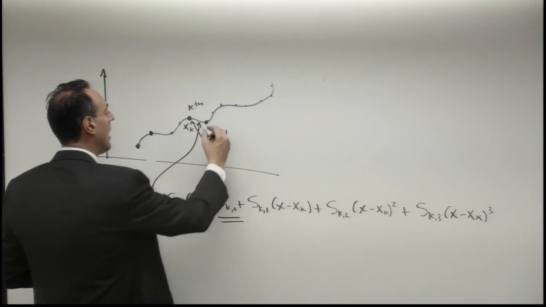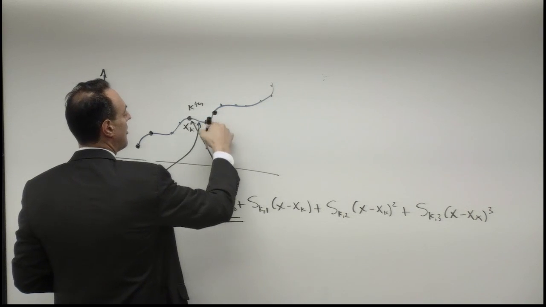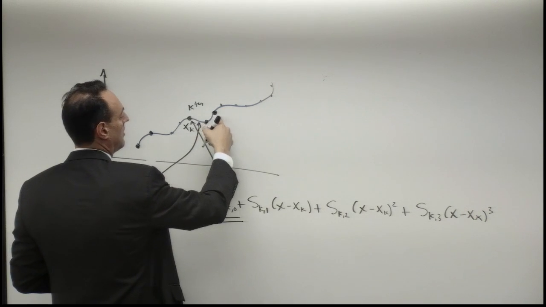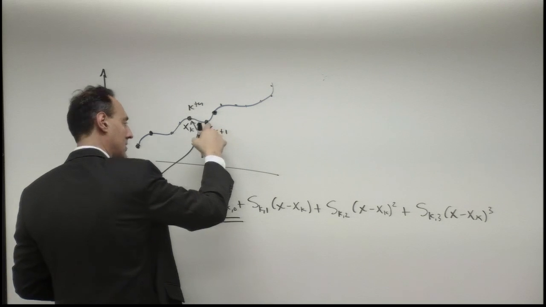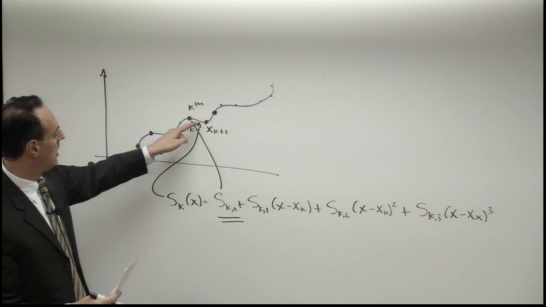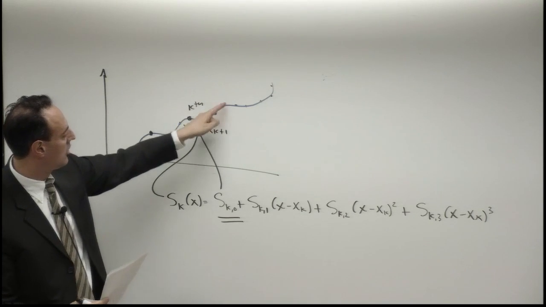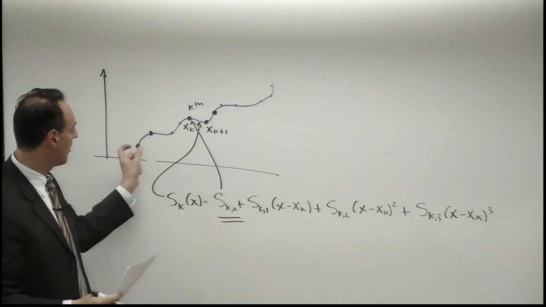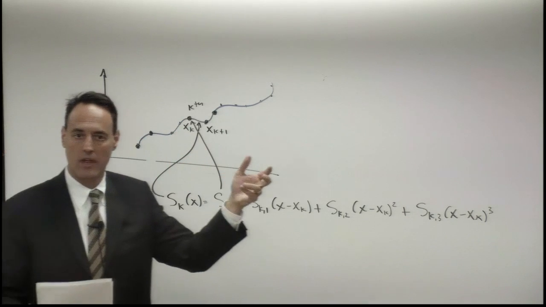Now at this point, I'm going to do another spline from x of k plus 1 to x of k plus 2. So I have a cubic here, cubic there, cubic there, cubic there. There's these little cubics everywhere that I have this.